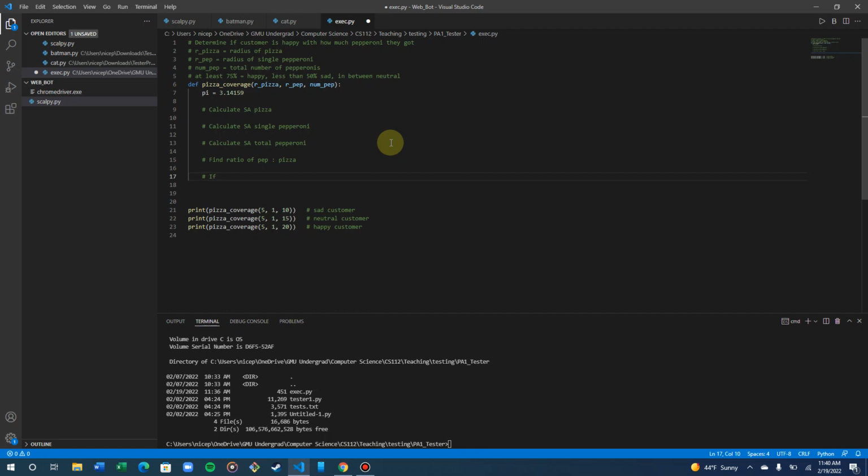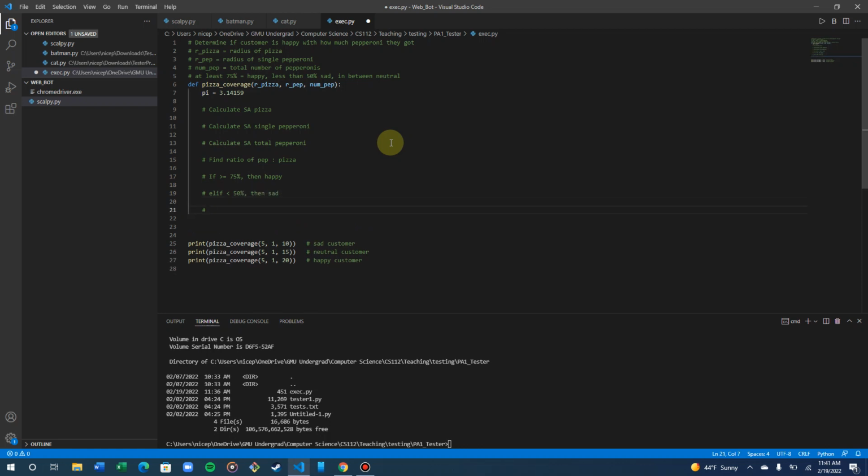And then lastly, we want to follow the guides up here, which say, I'm going to start with if greater than or equal to, I think it was greater than or equal to, I actually don't have the specs in front of me, 75%, then you're going to be happy. So then happy. Next one was elif less than 50%, then sad. And as a default, else, you can be neutral about it.